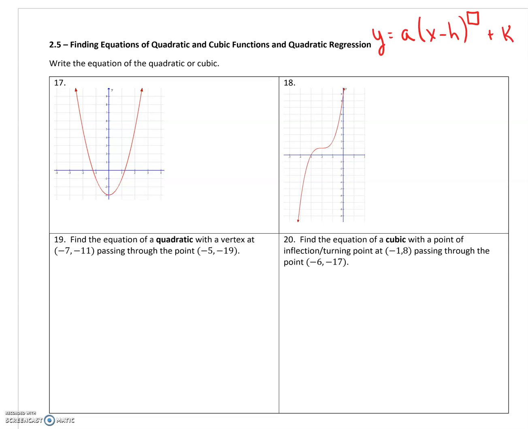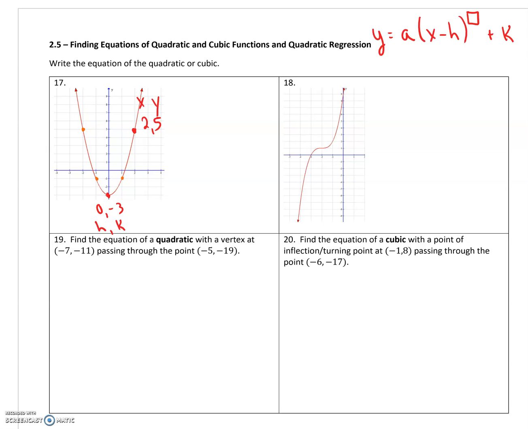Okay, so starting with 17, I'm going to establish my vertex, which is right here at 0, -3. That will become my h and k, and then one other point. So I want some point that I know the coordinate of, and you actually have quite a few options. This is a point I'm pretty certain about. The point I like to use is as many positive numbers as possible. So I'm going with this point, and it is 2, 5. That is going to be my x and my y.